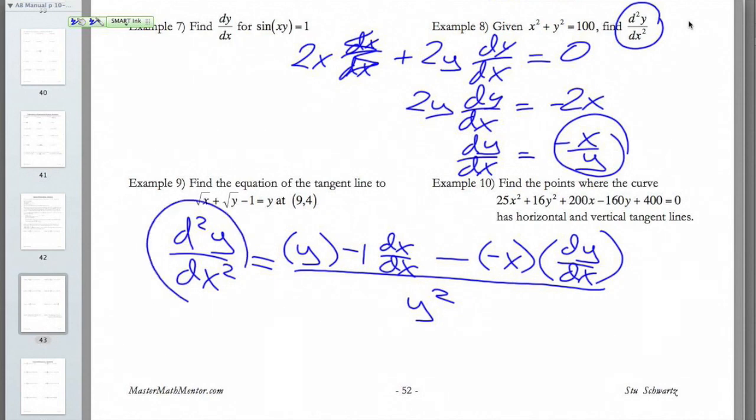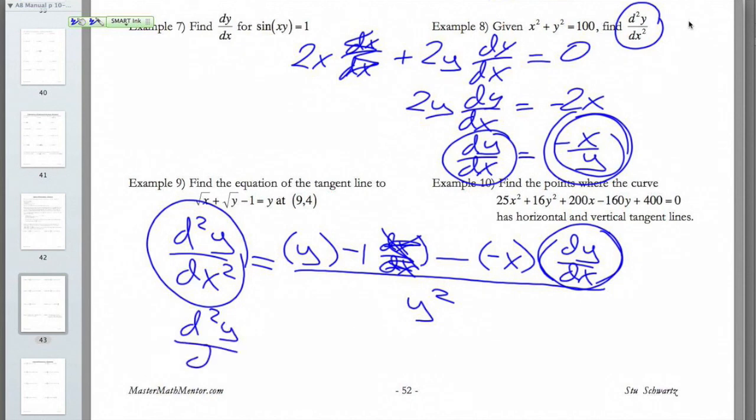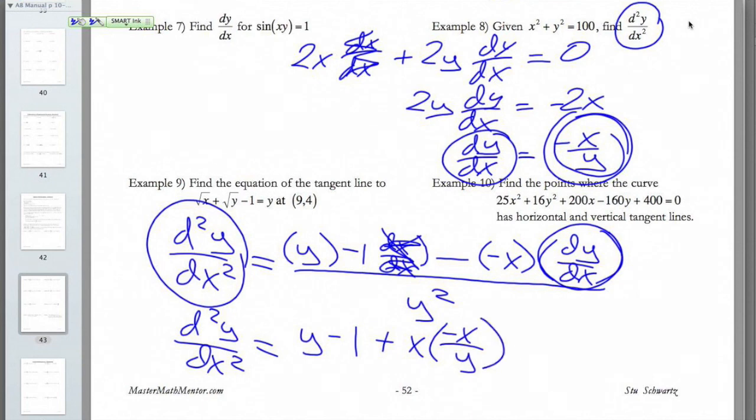Okay, this is what I'm looking for. But if you notice, the dx over dx right there goes to 1. But over here, I've got a dy/dx. What do I do with the dy/dx? Very good. Alex says, if you look here, I know that dy/dx is negative x over y, right? So I plug it in. So I'm going to have y minus 1 plus x times negative x over y, all over y squared.